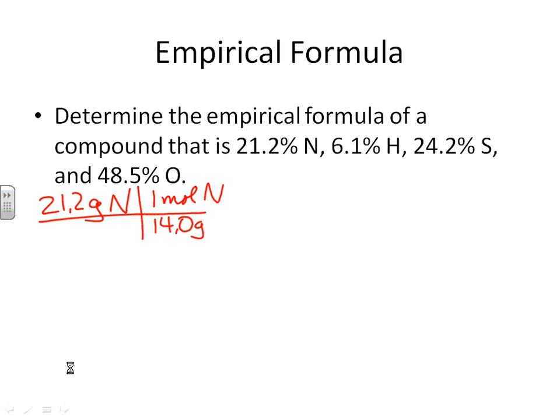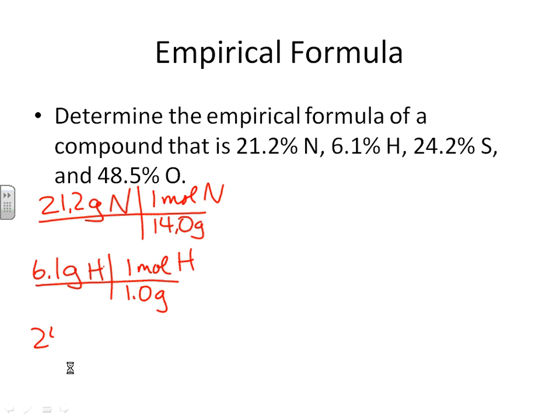Nitrogen 14.0. This is not diatomic nitrogen. This is not nitrogen gas. This is elemental nitrogen that is in a compound. So we are using the atomic weight right off of the periodic table. Hydrogen, not 6.1%. We're going to say 6.1 grams. Gut check reaction, AP chemistry. You see grams, you turn it into moles. 1 gram per mole hydrogen.